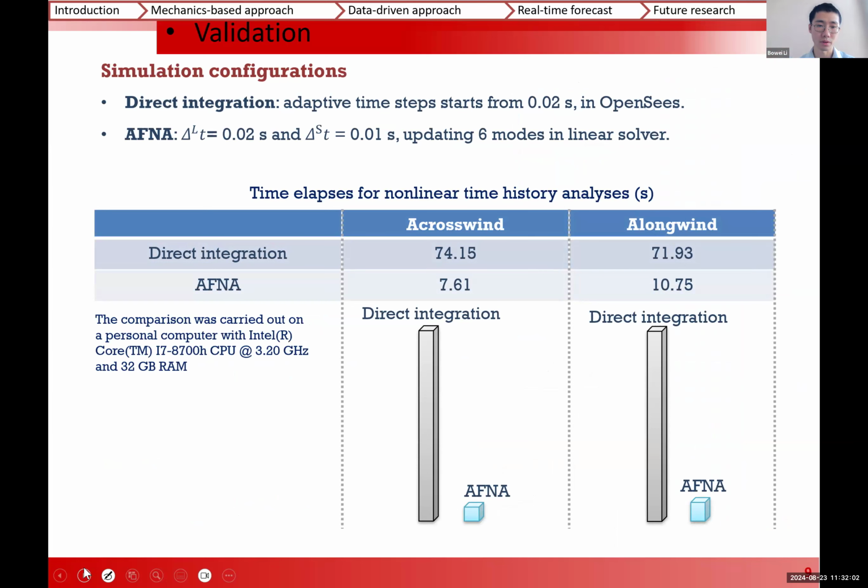As we can see, for both the across-wind and along-wind cases, there is almost a 10 times efficiency improvement. It should be noted that for both cases, the nonlinearity is extremely high. We should also note that the code implementation of our algorithm has not yet been particularly optimized. So in practical engineering, we can expect a 10 times efficiency improvement, an order of magnitude improvement.